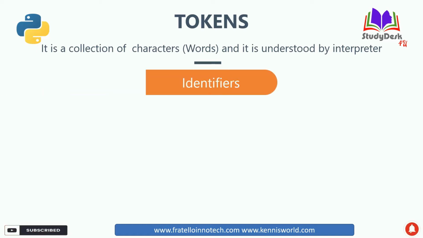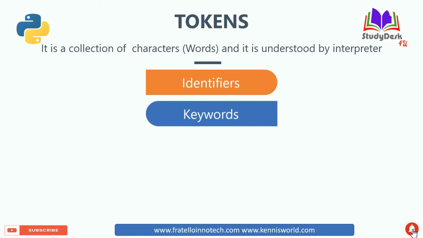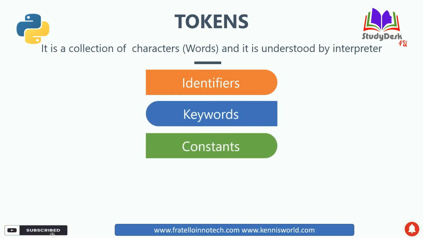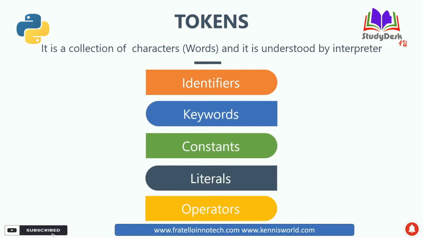And we have different types of tokens in Python. One of them is identifiers. Identifiers are nothing but names, which define the names of the components. And the second one is keywords, then constants, literals, and finally operators. So these are the different tokens which are available in Python. Now we will see them one by one in detail.